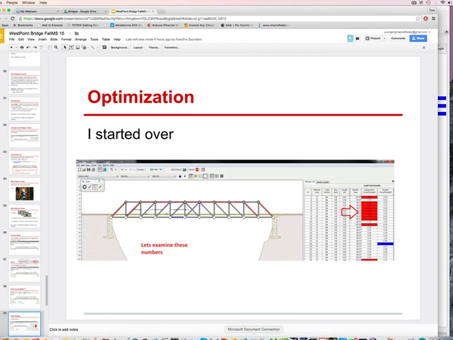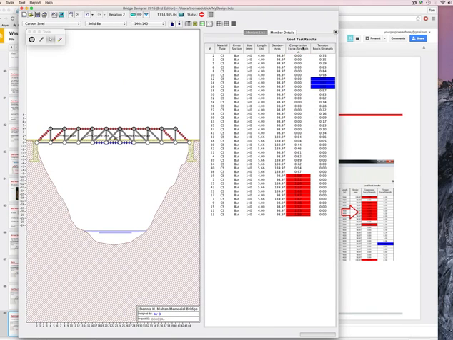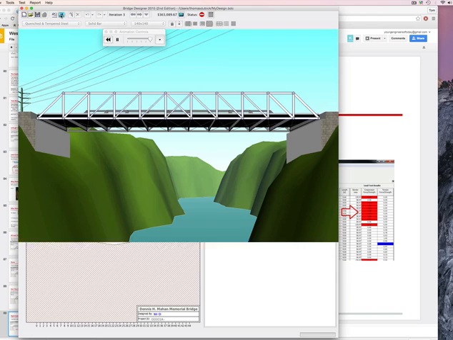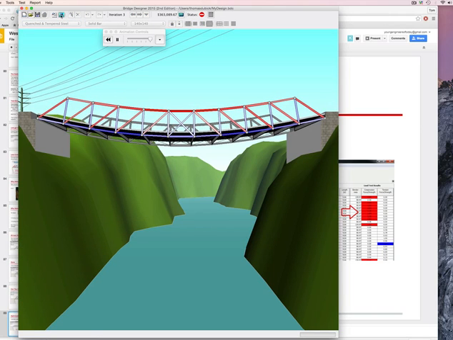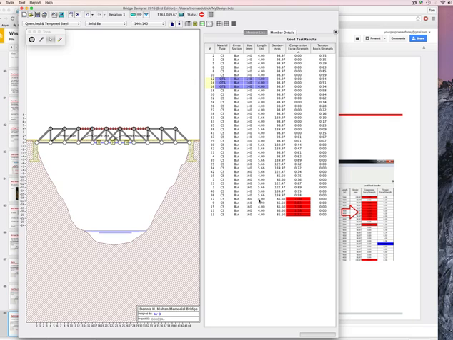So let me go down here. Oh no, still some failures. Let's go back here. These 3 up here still failing.